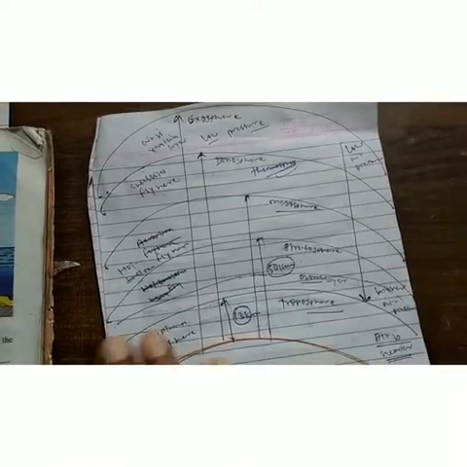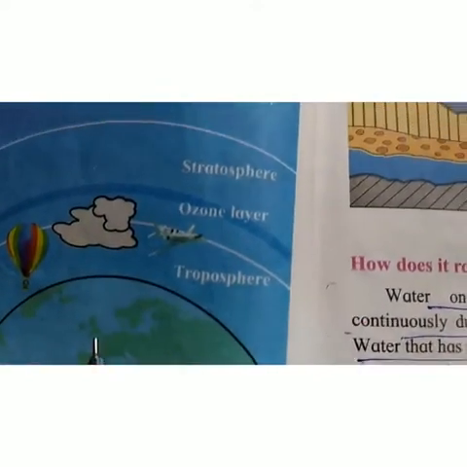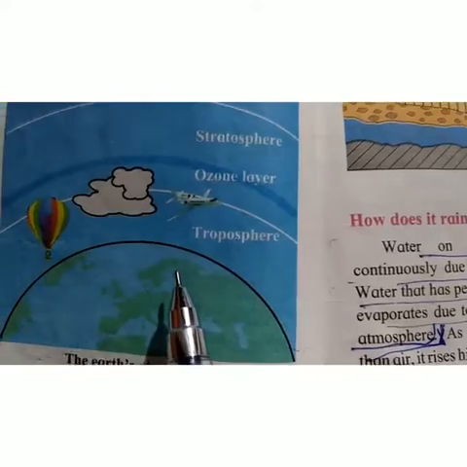Now, I have made it according to the textbook picture. Now we will see this textbook picture. Now you see this, the earth's atmosphere, this is the troposphere.